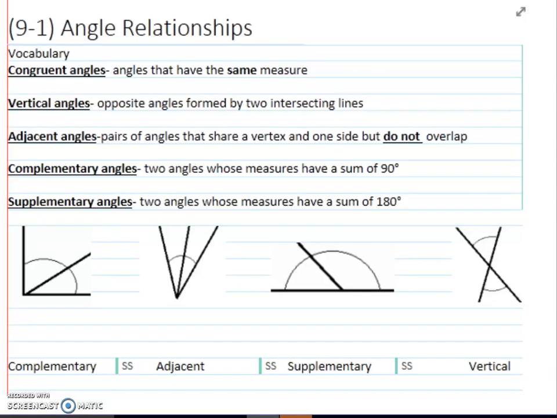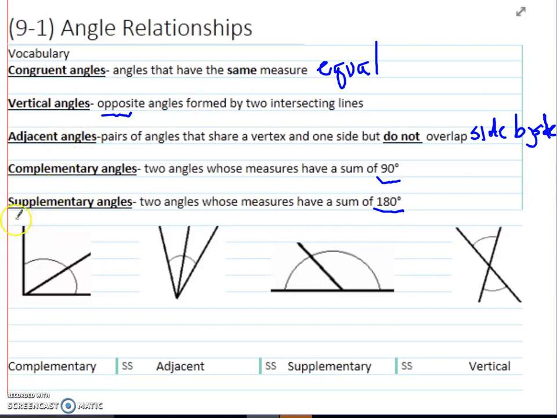Congruent angles. Angles that have the same measure. They are equal. Vertical angles are opposite and congruent. Adjacent are side by side. Complementary are two or more angles that add up to 90. Supplementary is two or more angles that add up to 180.